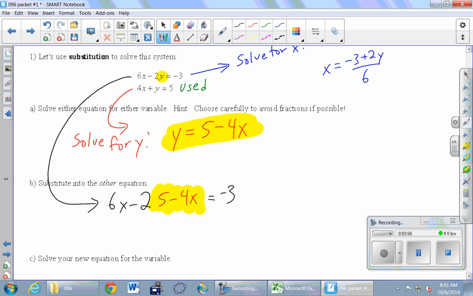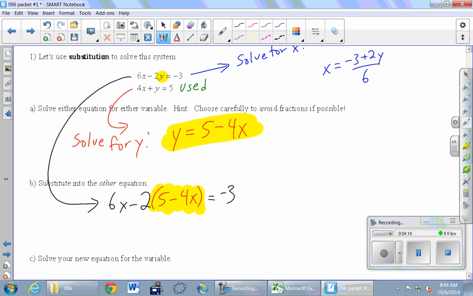But I'm missing something that I have to bring in at this moment, and it is parentheses. It's because that 5 minus 4x is one thing, even though it's two terms, it's one thing that represents the single y that we had. So it's pretty common to have to bring parentheses in, even though they weren't there before.